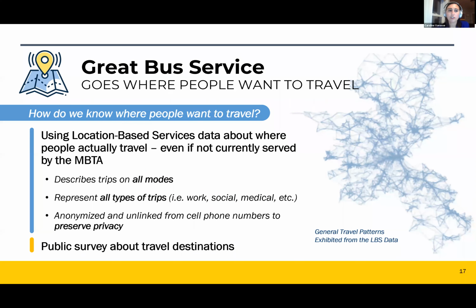So to identify some of these regional destinations, we've been using this new location-based services data, essentially cell phone data about where people go, even if they're not currently taking the T. This data looks at all modes, whether you're walking, biking, driving, or taking transit, and it represents all different trip types. So not just work trips, but also social, medical, childcare, grocery trips, all sorts of trip types. And it's anonymized and unlinked from cell phone numbers to preserve privacy. We also, as I mentioned, recently completed a survey this past summer that was focused on helping to supplement this data set. Next slide.